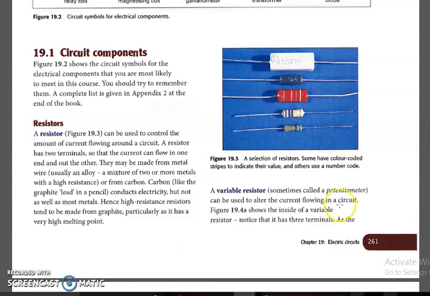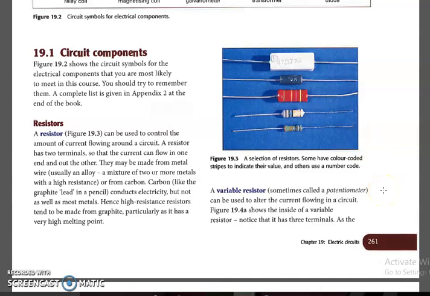So these are the types of resistor. This color code indicates the ohm value of this particular resistor. I will show you that later, how to calculate this. It is not necessary for your syllabus, but I will teach how to calculate this color code. So next is the variable resistor.